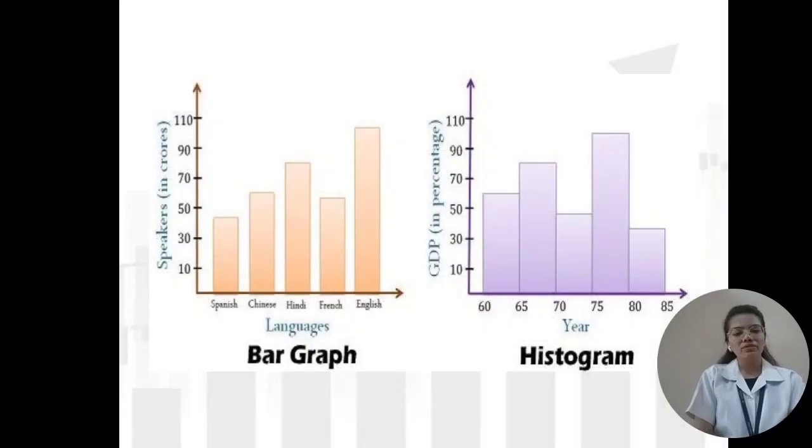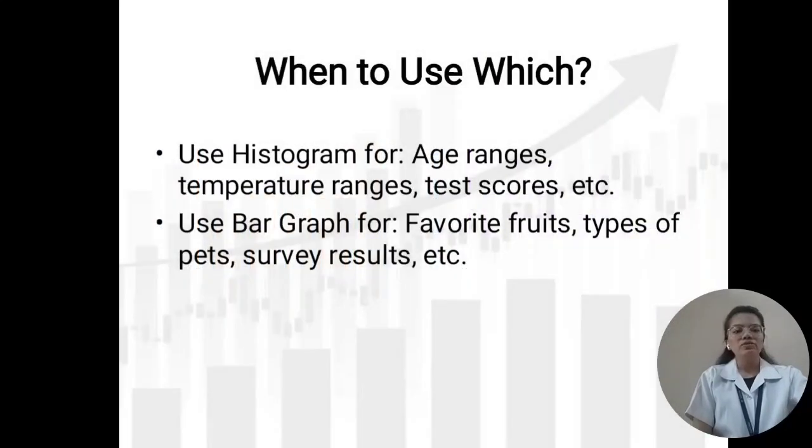Now here the example is given: the first one is for the bar graph and the second one is the histogram, in which the continuity will be shown, and in the bar graph no continuity will be shown. So when to use which graph?